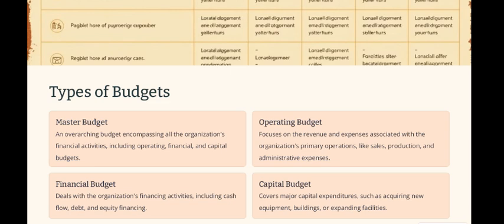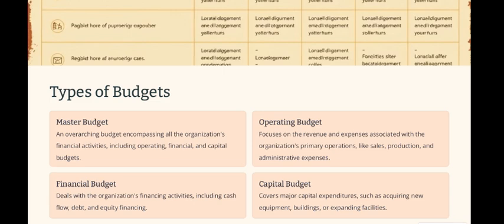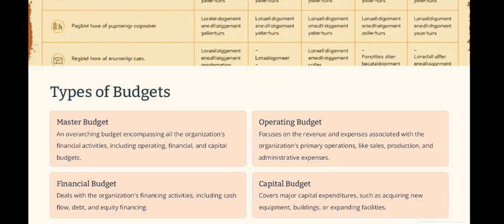Operating budget focuses on the revenue and expenses associated with the organization's primary operations like sales, production, and administrative expenses. So, operating budget mainly focuses on companies' expected sales, their production, and their administrative expenses. So, budgets like sales budget, production budget, and expenses budget should be prepared to cover the different types of operating areas.